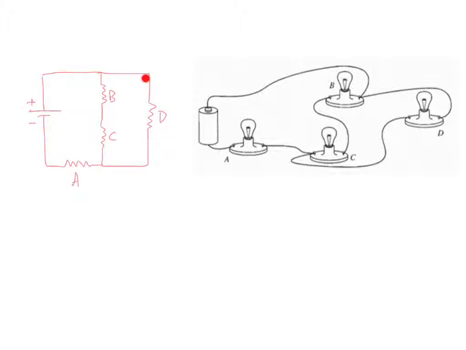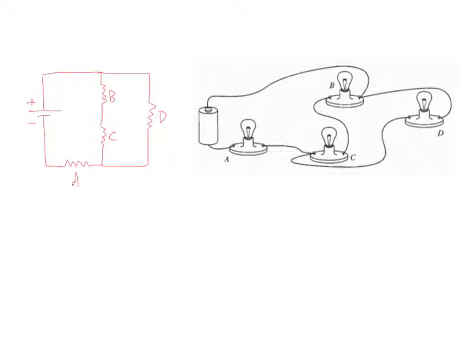Well, B, C, and D still form a closed loop, but the closed loop would not allow current to flow unless it's a closed loop that includes the battery. So because there's no closed loop with the battery, since this is just a gap now, all three of these bulbs, B, C, and D, will just turn off.